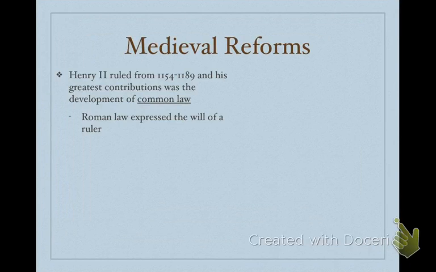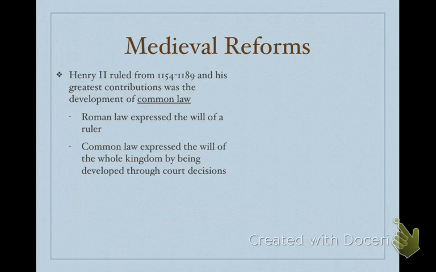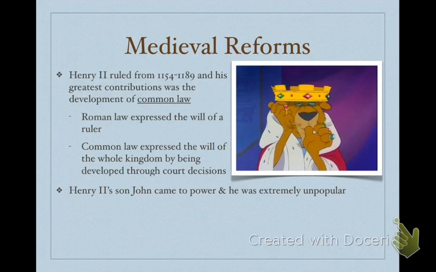And what common law is, it goes all the way back to Roman law. And what it does is it expresses the will of a ruler. What Henry II did is he took this common law to express the will of the whole kingdom by developing court decisions. So he starts with the rule of just himself, and then he's going to start bringing in ideas from the whole kingdom. This seems like something we kind of take for granted today, but it was a new idea by the 10th century.